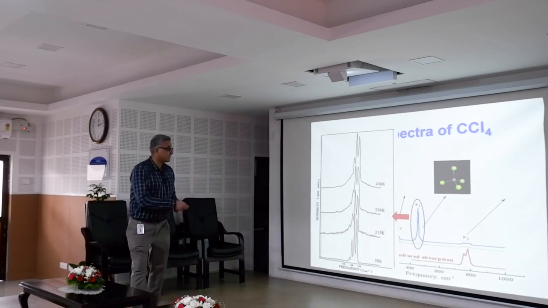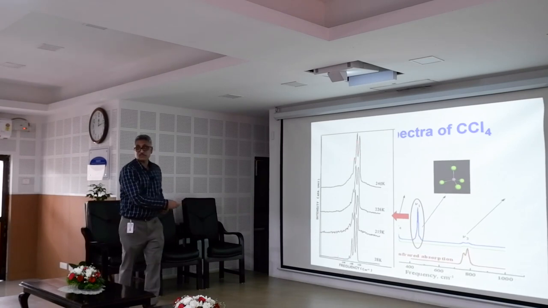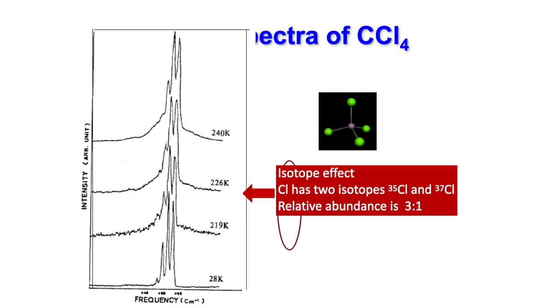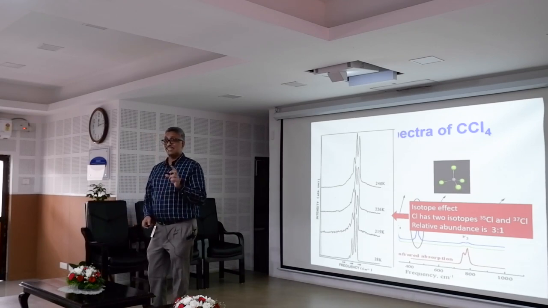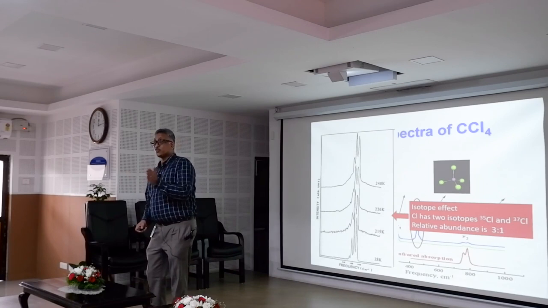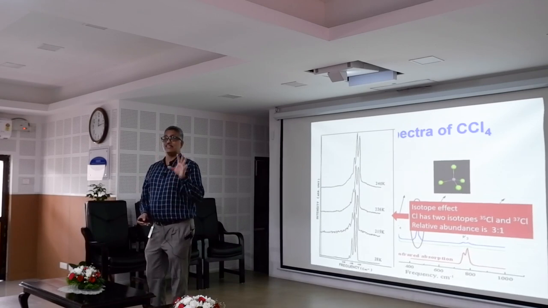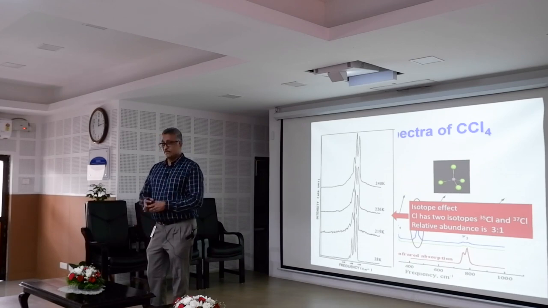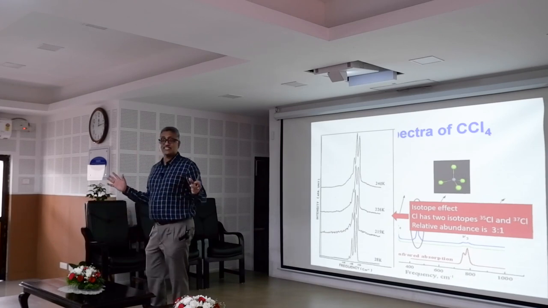In the same way, I have reduced the temperature. When I was looking at this, it was not looking like a single peak. The moment I lower the temperature, it looks like there are multiple peaks. The reason it happens is the isotope effect. Carbon has four chlorines, and chlorine can have two masses, Cl35 and Cl37, and the relative abundance is 3:1. So 25% of any chlorine atom is Cl37, and that is not a small number. If I randomly pick a chlorine, every fourth atom will be Cl37. That is a large number, right?